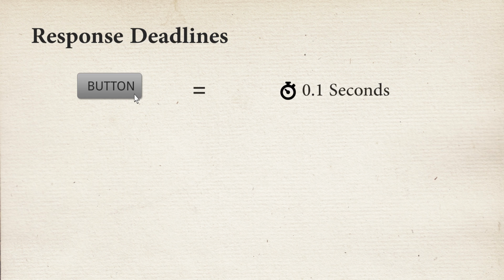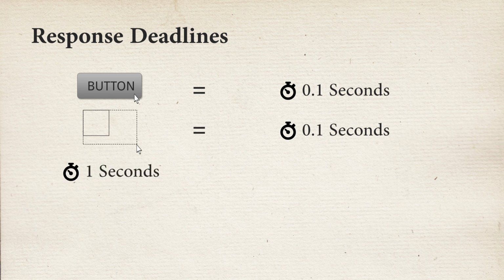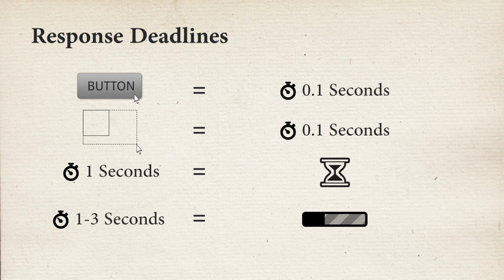In a nutshell, here are the response times that software must adhere to. When a button is clicked, it must display a response within 0.1 seconds. When an object is moved or resized, it can't lag behind the cursor for more than 0.1 seconds. If the software is busy for more than 1 second, it must display a busy indicator. And for any action taking longer than a few seconds, a progress bar must be displayed.